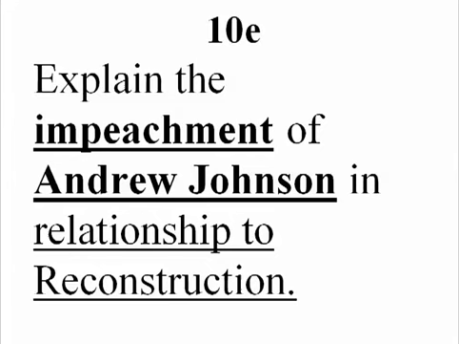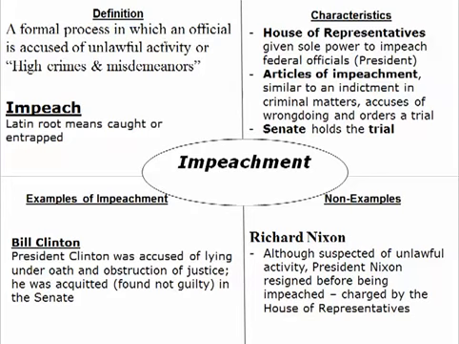Impeachment. What does it mean? Well, the definition is that it's a formal process in which an official is accused of unlawful activity or high crimes and misdemeanors. When our founding fathers were writing the Constitution in Philadelphia, Pennsylvania, they came up with this process of impeachment. The impeachment process is a way to remove a president who was not following the law.